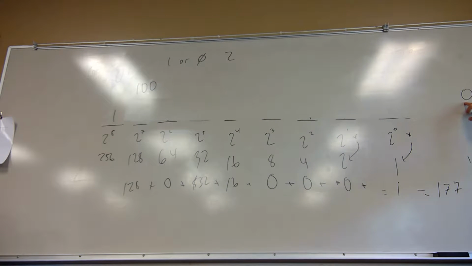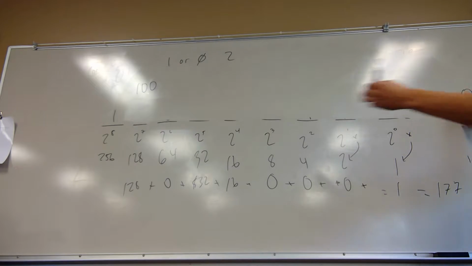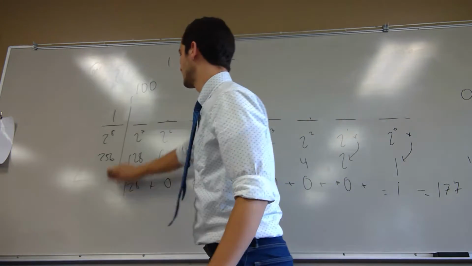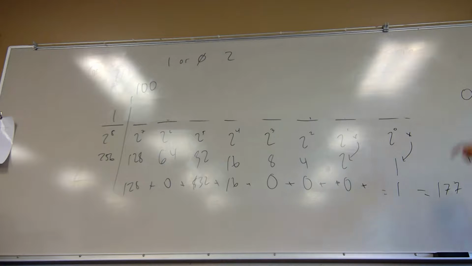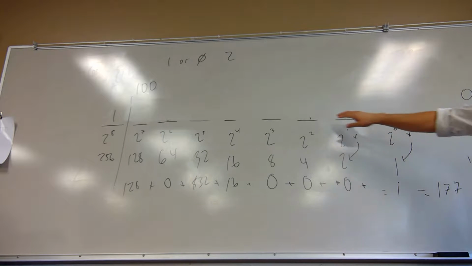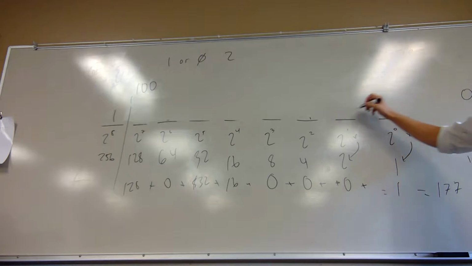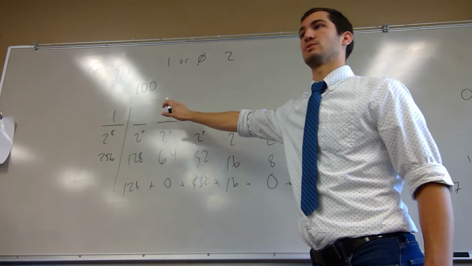Okay, so if I want to write 0 with an 8-bit integer, what's my binary equivalent of 0? All zeros, right? Edward, does that make sense? If I want to write 0, I would do 0, 0, 0, 0, 0, 0, 0, 0. That equals 0.